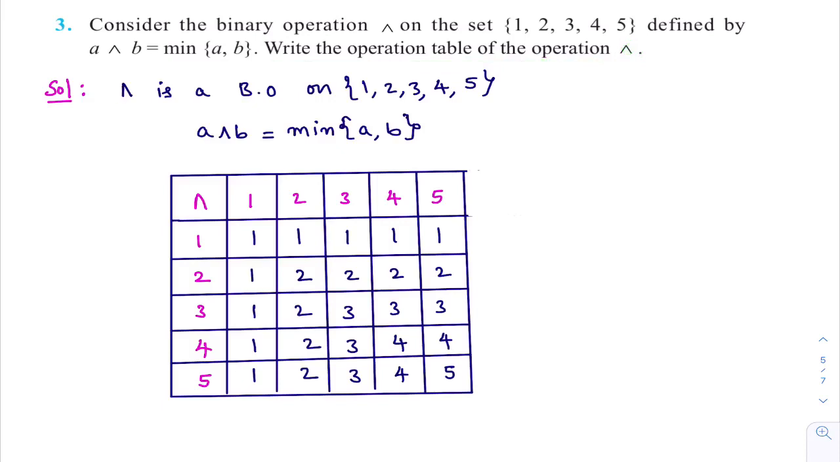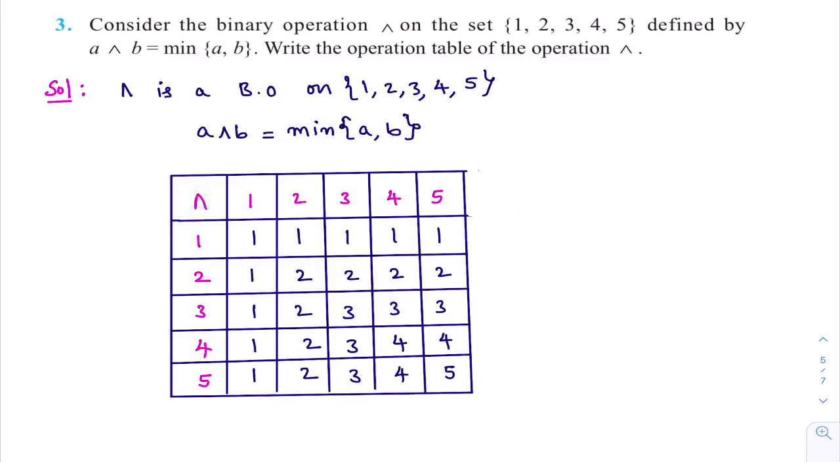What they are saying, this is a binary operation on the set 1, 2, 3, 4, 5. That is what they have given. And A star B is defined as minimum of A comma B. What they are asking, write the operation table for this operation. Instead of star, they have given this. You can take it just like the and symbol in statements we saw. It is nothing but an operation star.